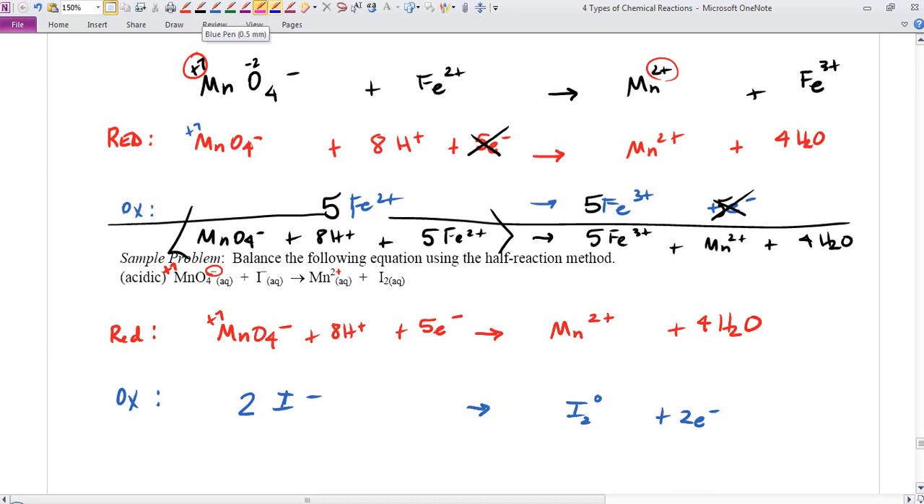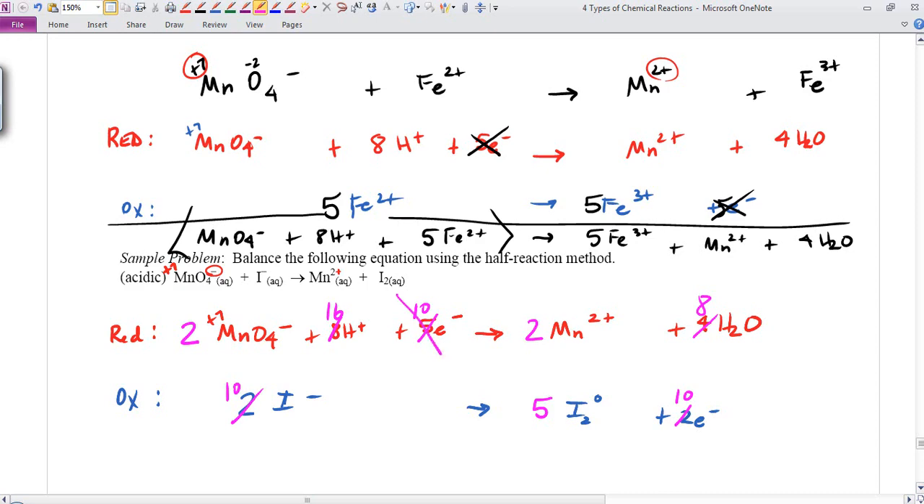So we run into what I call the 2-5 trick a lot. Everything in the reduction half has to be doubled, multiplied through by 2. So that becomes 2, that becomes 16, that becomes 10. This becomes 2, and this becomes 8. Everything on the oxidation half has to be multiplied through by 5, with the goal that that's going to make that 10, that's going to be 5, and that's going to be 10.